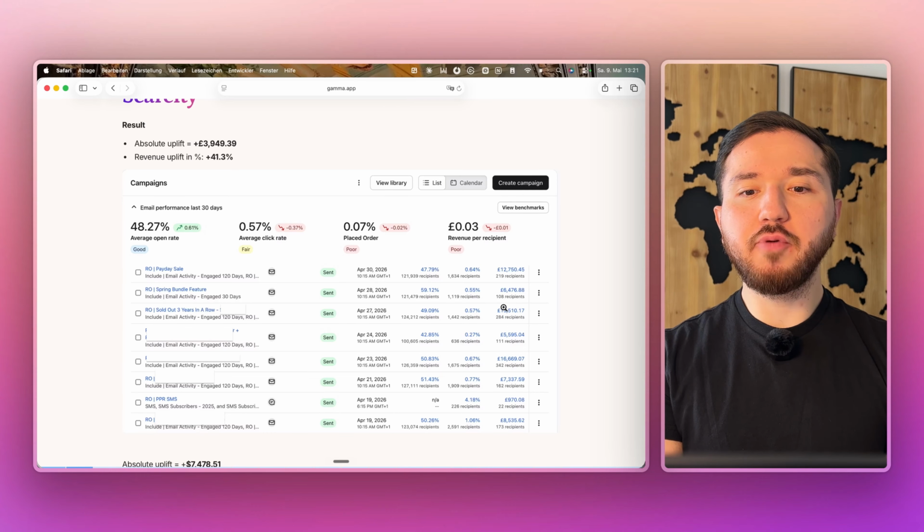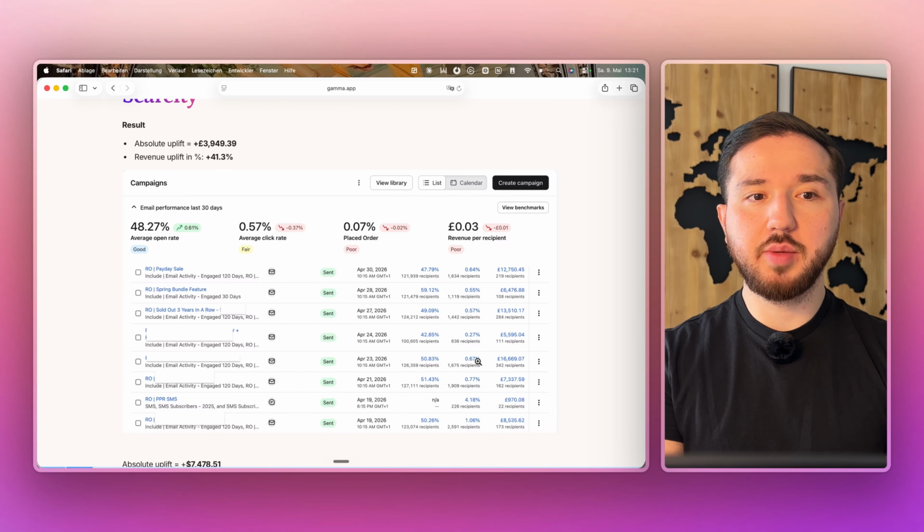Now, if we compare this email with all of the other emails, we can see we had nearly $4,000 revenue uplift and a 41.3% revenue uplift in percentage. And I've brought you another result where we've sent the same kind of email, but this time for a skincare brand. And here this first email generated $11,000.